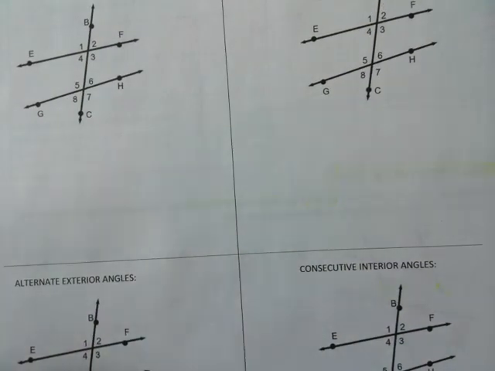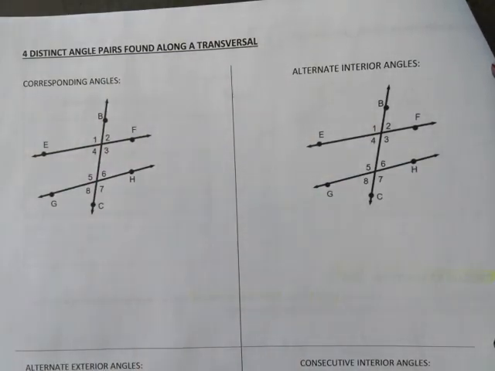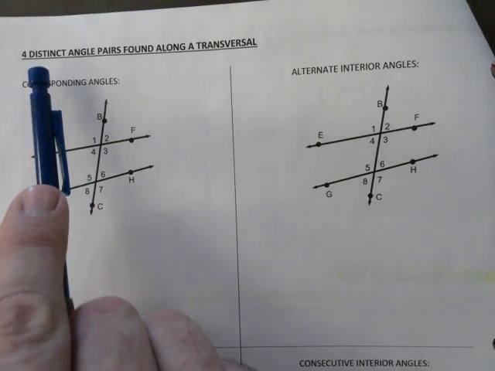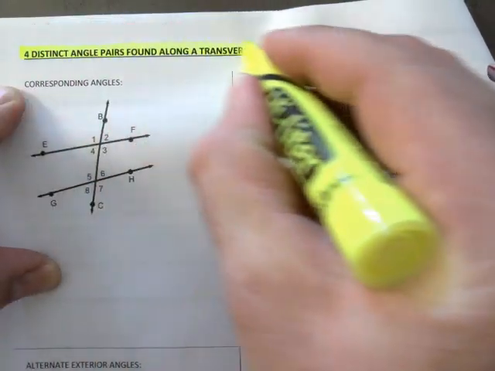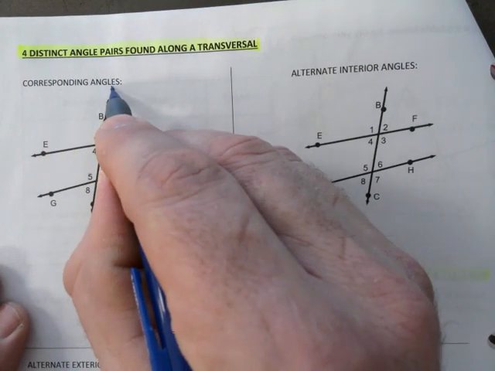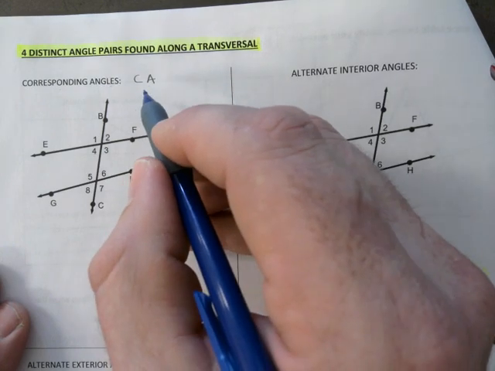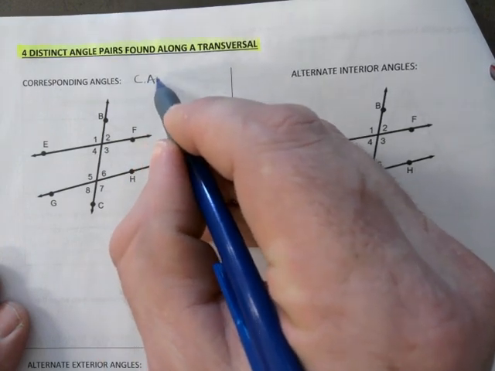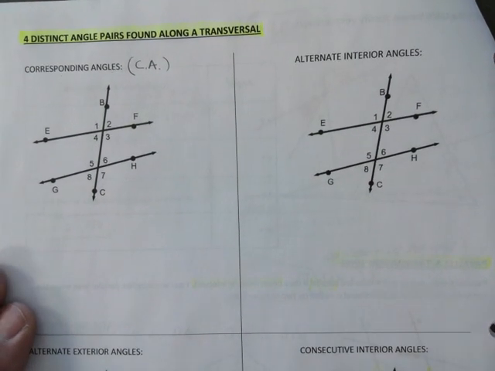There was a time when all my students had to first graph all of these things and then we would copy, right? So it's kind of nice that it's no longer the case. These are the four distinct angle pairs found along the transversal. These are the ones we're going to be focusing on quite a bit. So corresponding angles, I'll just call them CAs, okay? Just for short, because later on we'll use that to justify things.